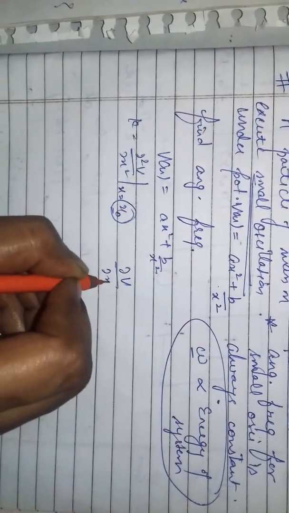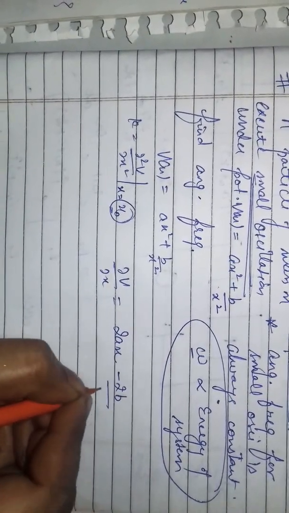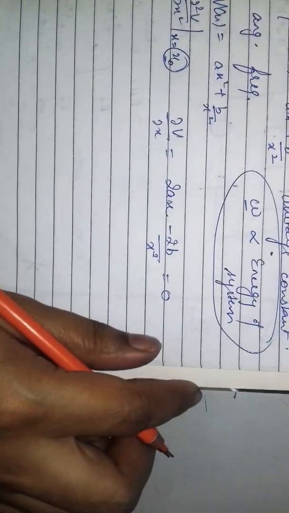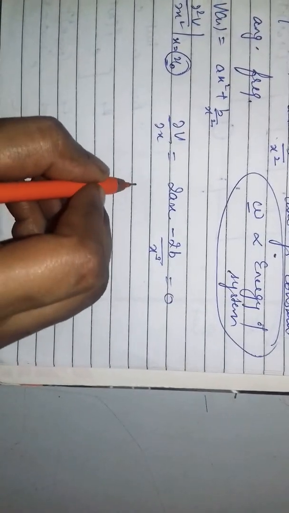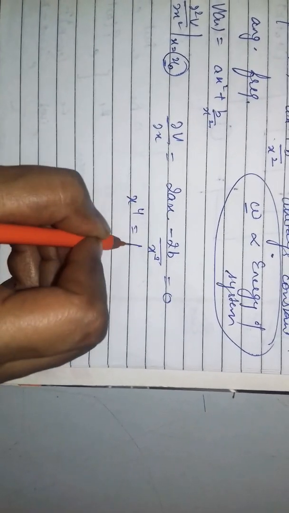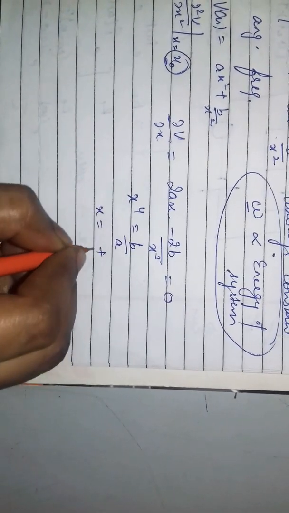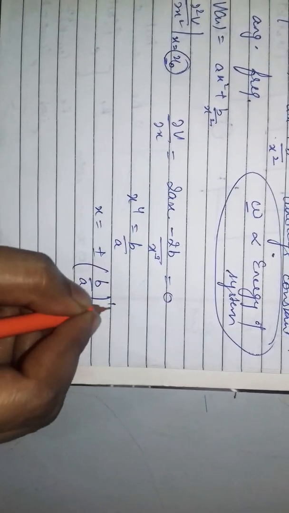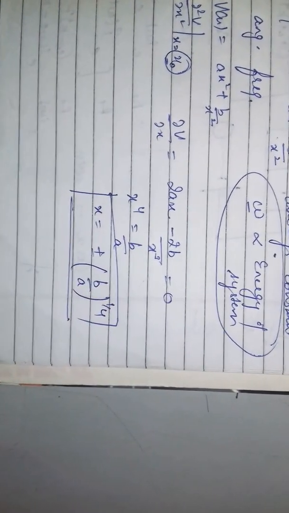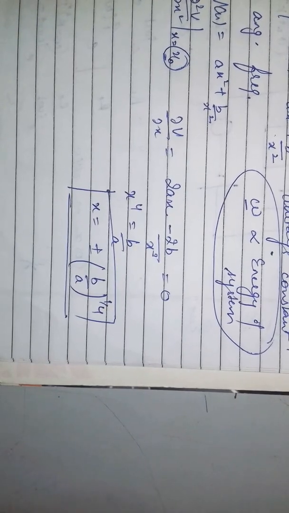Curly V upon curly x will be 2ax minus 2b by x cube, that will be 0, and it will become x to the power 4 is equal to b by a, and this will become x is equal to plus minus b by a raised to power 1 by 4. So there are 2 points that came. Now you have to check which is stable and which is unstable.